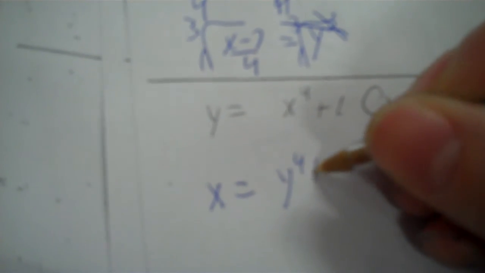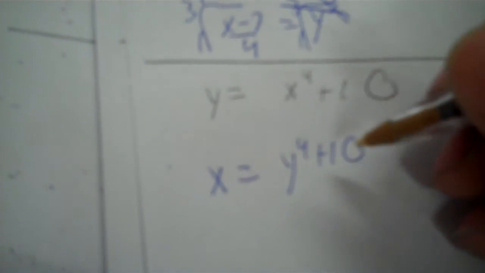Last problem. Y equals x to the fourth plus 10. So x equals y to the fourth plus 10. So you've got a power and a plus 10, no times, so you minus 10, you won't have to divide, then you get rid of your fourth power with a fourth root.